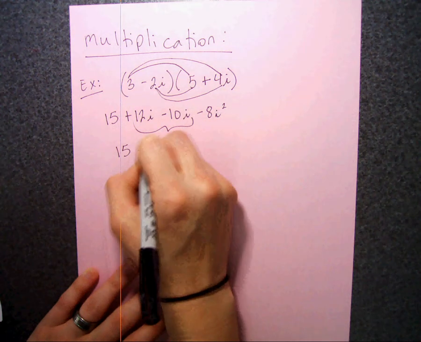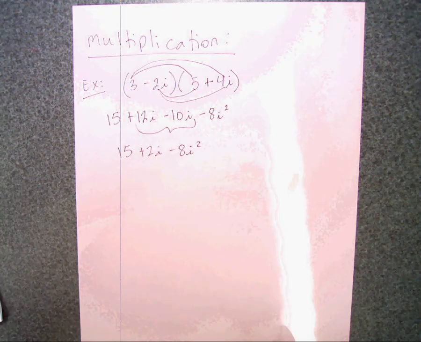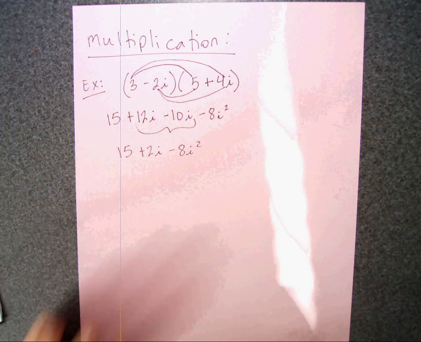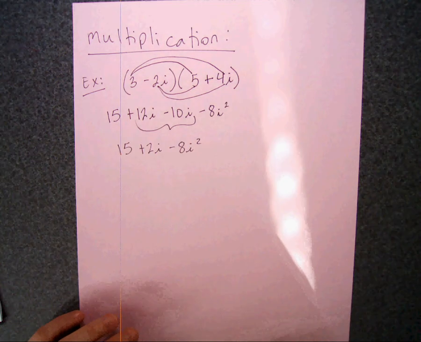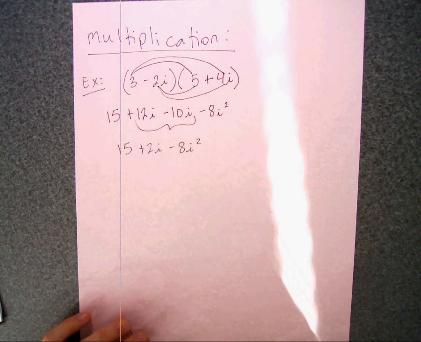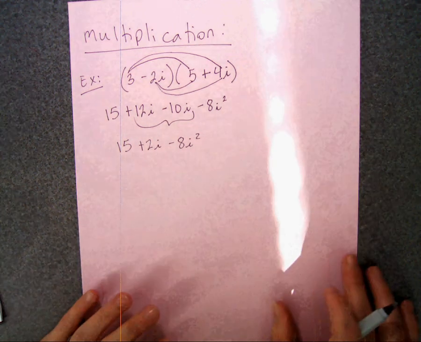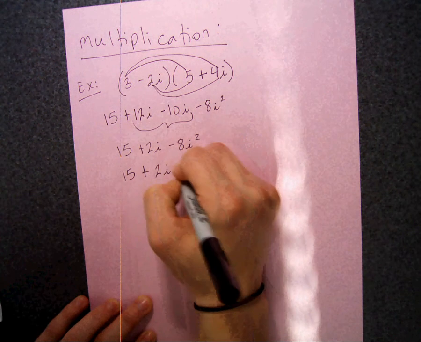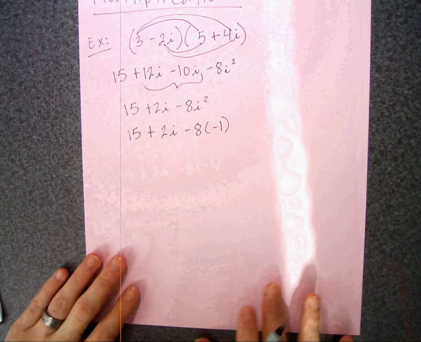Now I have this nasty i squared here at the end. That's definitely not part of my standard form of a complex number, but we talked about in the beginning what i squared equals. What is i squared? It's just negative 1, right? So I can simplify this and say, okay, well that means 15 plus 2i minus 8 times negative 1. And now that becomes just a real number, 15 plus 2i plus 8.